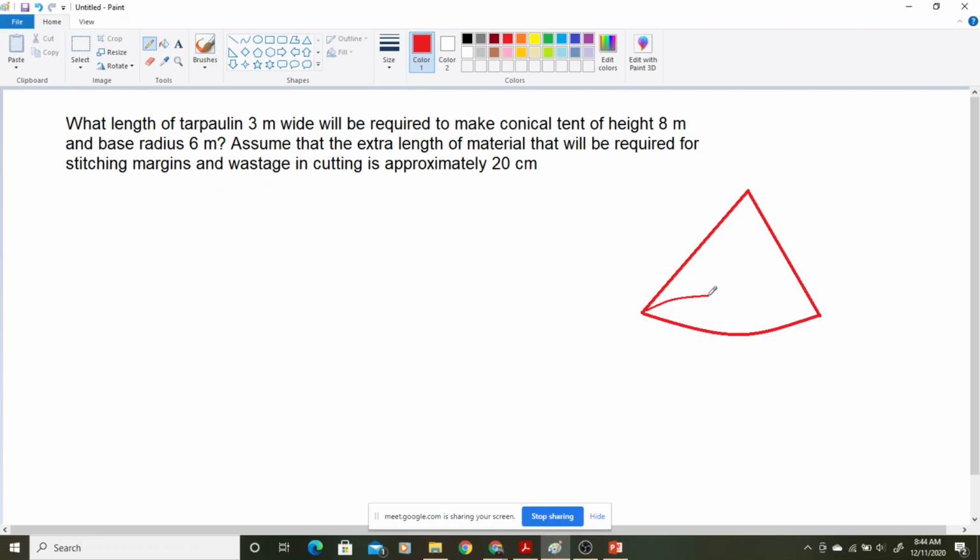Suppose this is the conical tent. ये वाला conical tent हमने बना लिया, ठीक है, to stay within, इसके अंदर रहने के लिए. While doing camping and all ना, we use this kind of tent. Okay, so trekking and all. So what length of tarpaulin 3 meter wide?